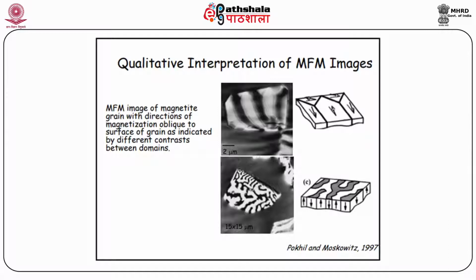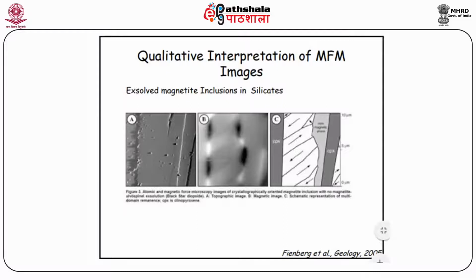Qualitative interpretation of MFM images. Two images have been shown here for the benefit of learners. MFM images of a magnetite grain with directions of magnetization oblique to the surface of the grain, as indicated by different contrast between domains. Two photographs have been given, and the reference has been indicated there. Slide number 17 gives the qualitative interpretation of MFM images. Exsolved magnetite inclusion in silicates has been taken and shown here.